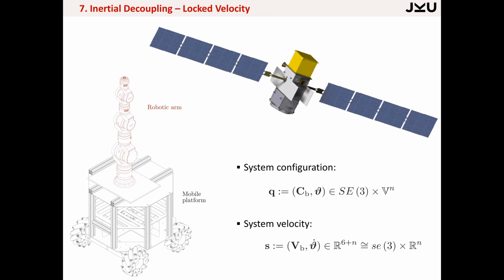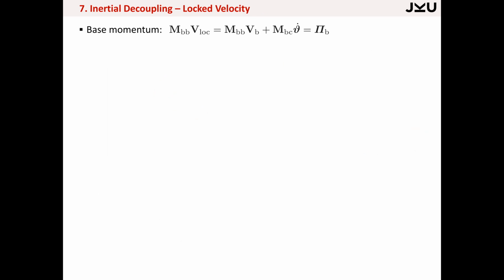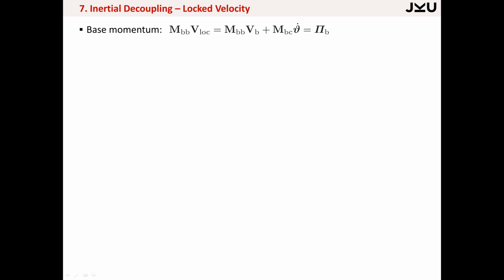There's, of course, an interesting area, which is, let's call it space robotics, where we have systems floating in space. And also humanoids are an example where we would like to decouple the equations, in the sense that we would like to decouple the base dynamics from the dynamics of the kinematic tree structure, let's say the robotic arm on top of it. And this goes by the so-called locked velocity. So the locked velocity is simply defined as you see it here.